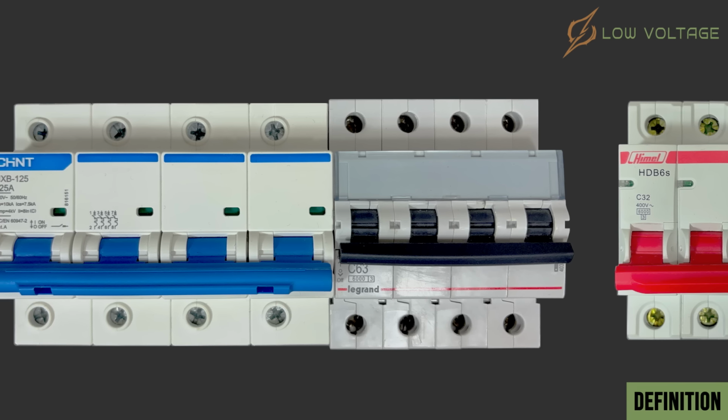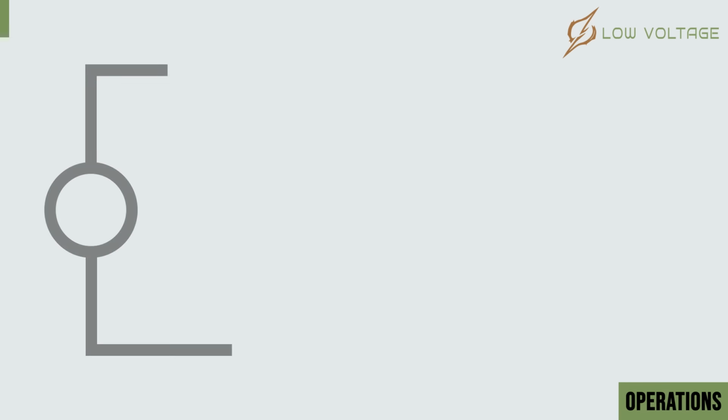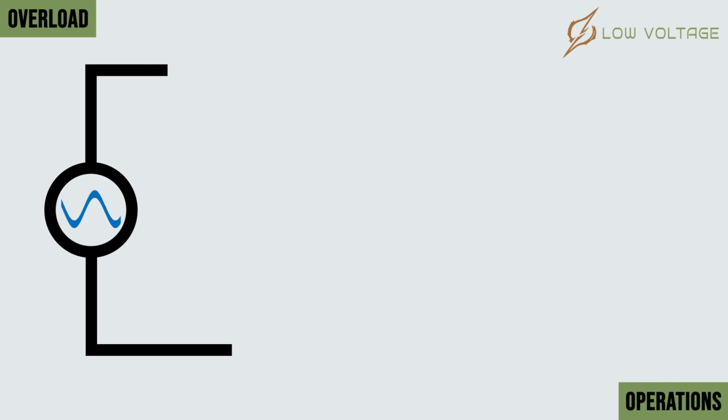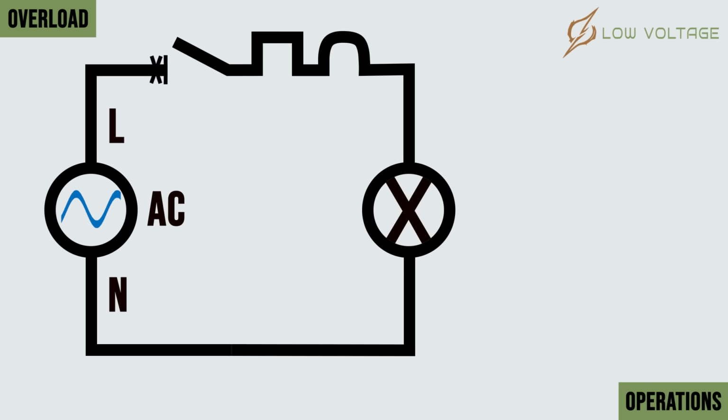Now let's see how MCB operates. One of MCB operations is called overload protection. Let's simulate a circuit consisting of AC electrical supply, providing live line and neutral, which is called single-phase system, or one-phase from three-phase system. Load is connected to the supply forming a circuit.